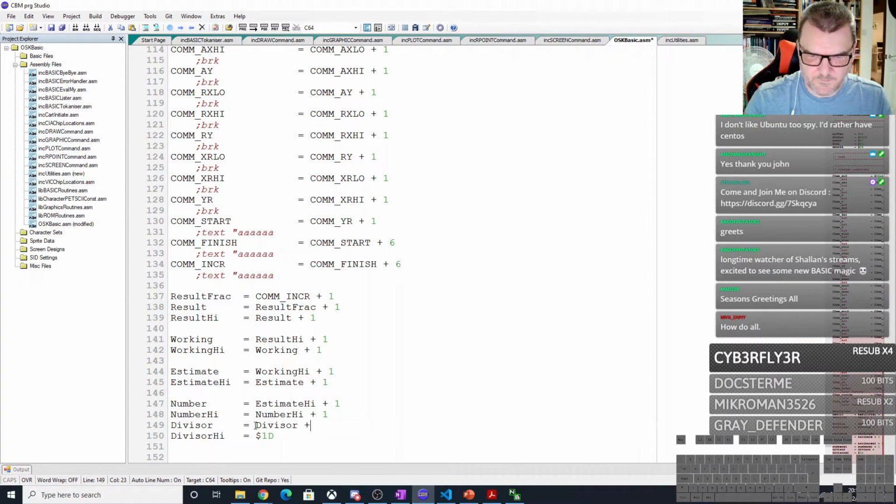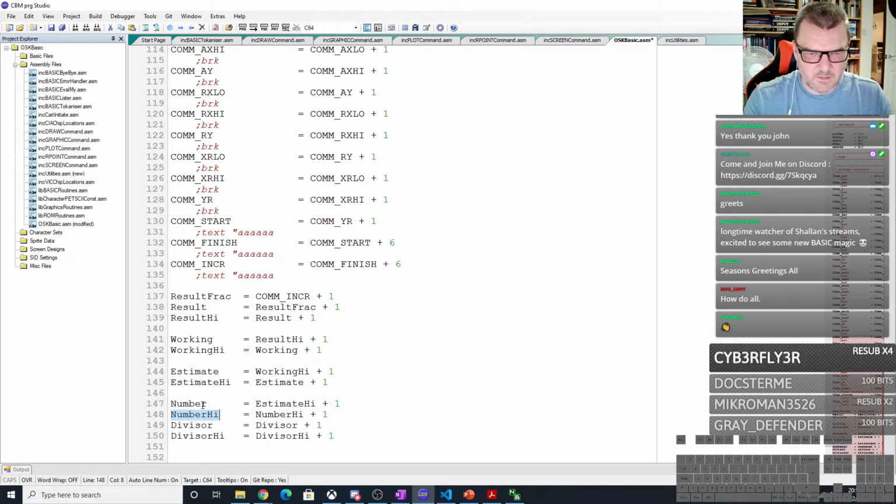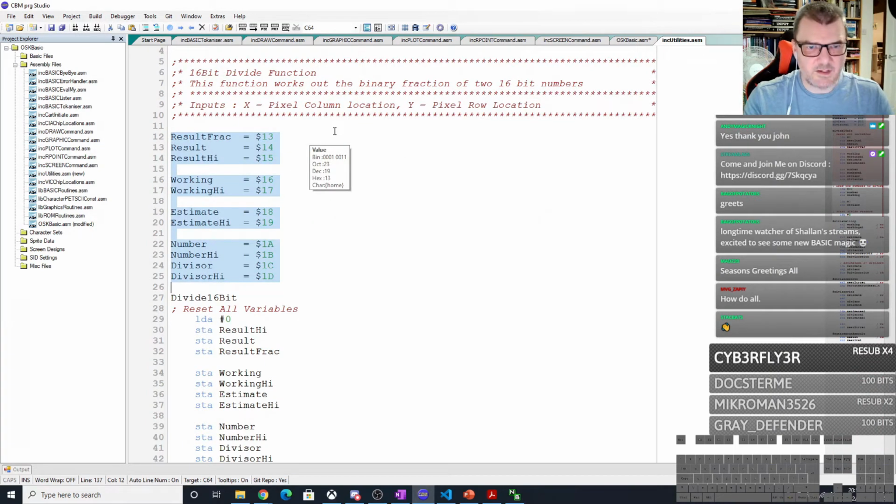Ooh. Ooh, that's wrong. Number, that's number. That's number high, and that's divisor. It's better. Well, that's not going to work. Leave it where it is. Right. So now we've done this.